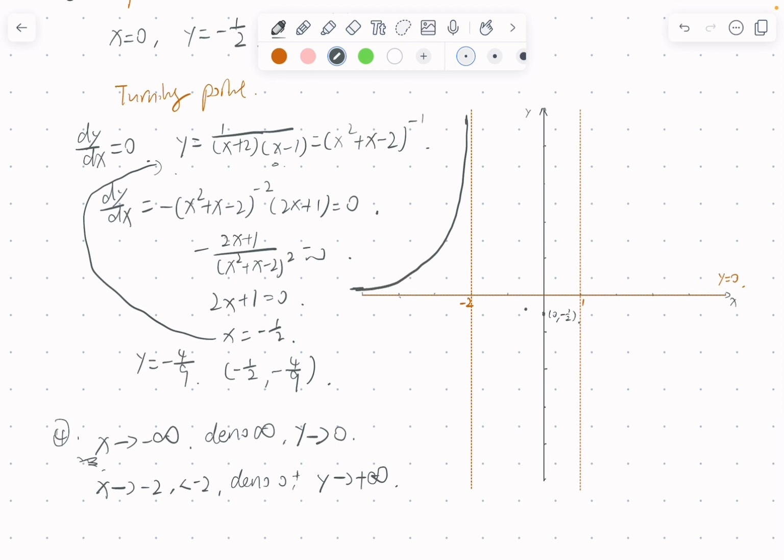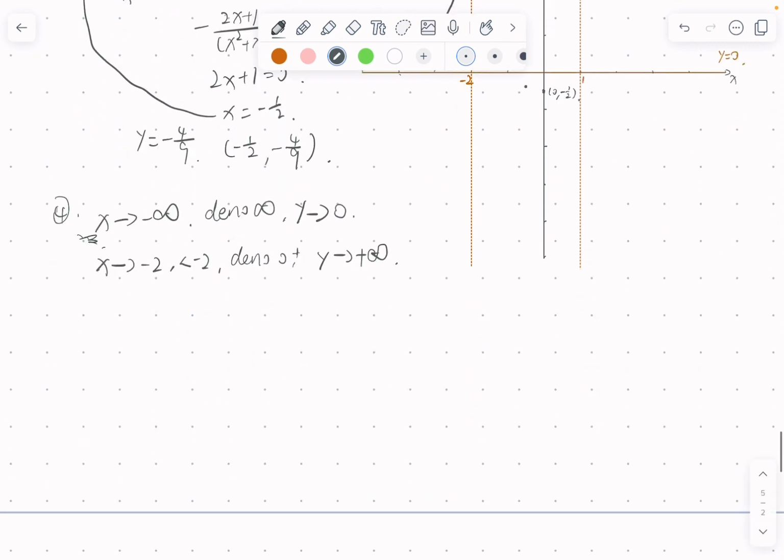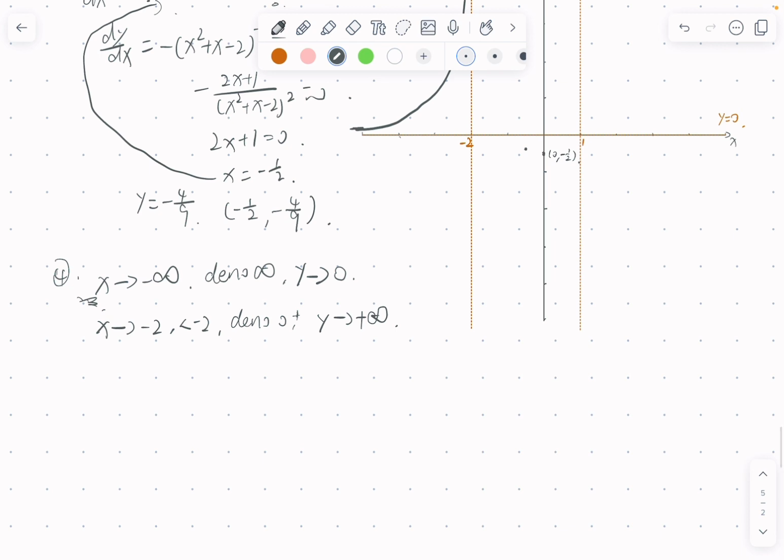Now, this is shown as the inverse proportional function. Then let's consider if x is near minus 2 but larger than minus 2. The denominator will be 0 but negative, which means y will approach negative infinity. The start point will be there.